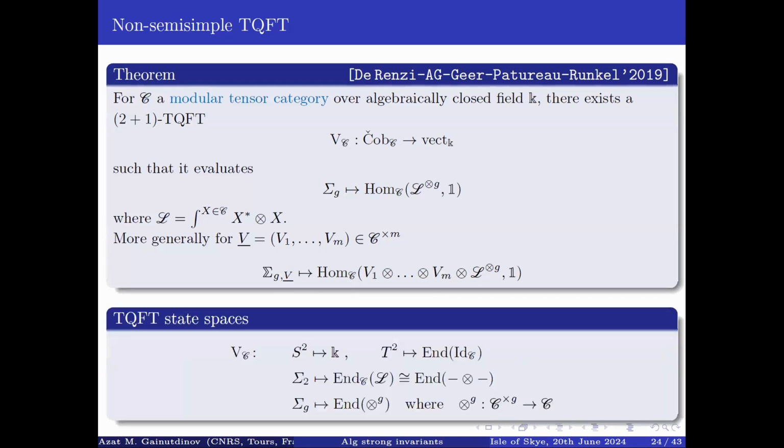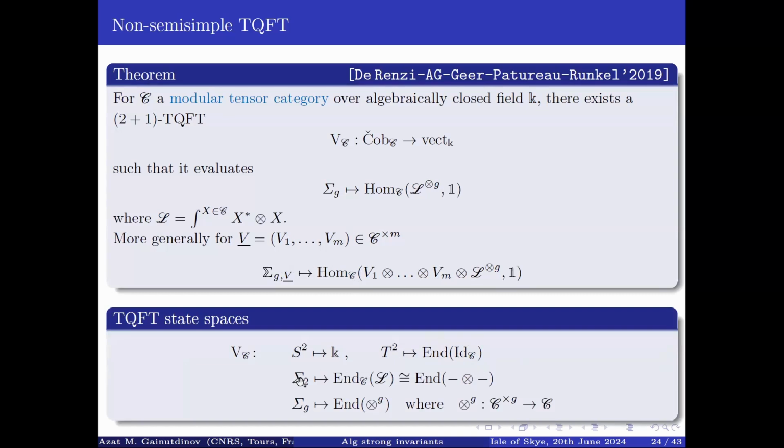So let me give you some examples. These TQFT state spaces are quite natural. A sphere is evaluated to the ground field. A torus is evaluated to the endomorphisms of the identity functor, the algebraic center of your category.